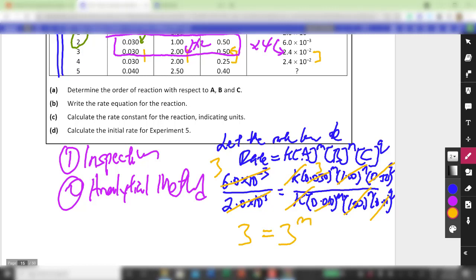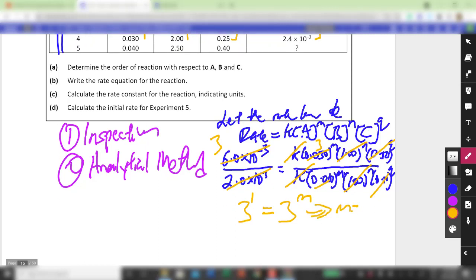So what do you notice? This is 1, right? So therefore m is equals to 1.